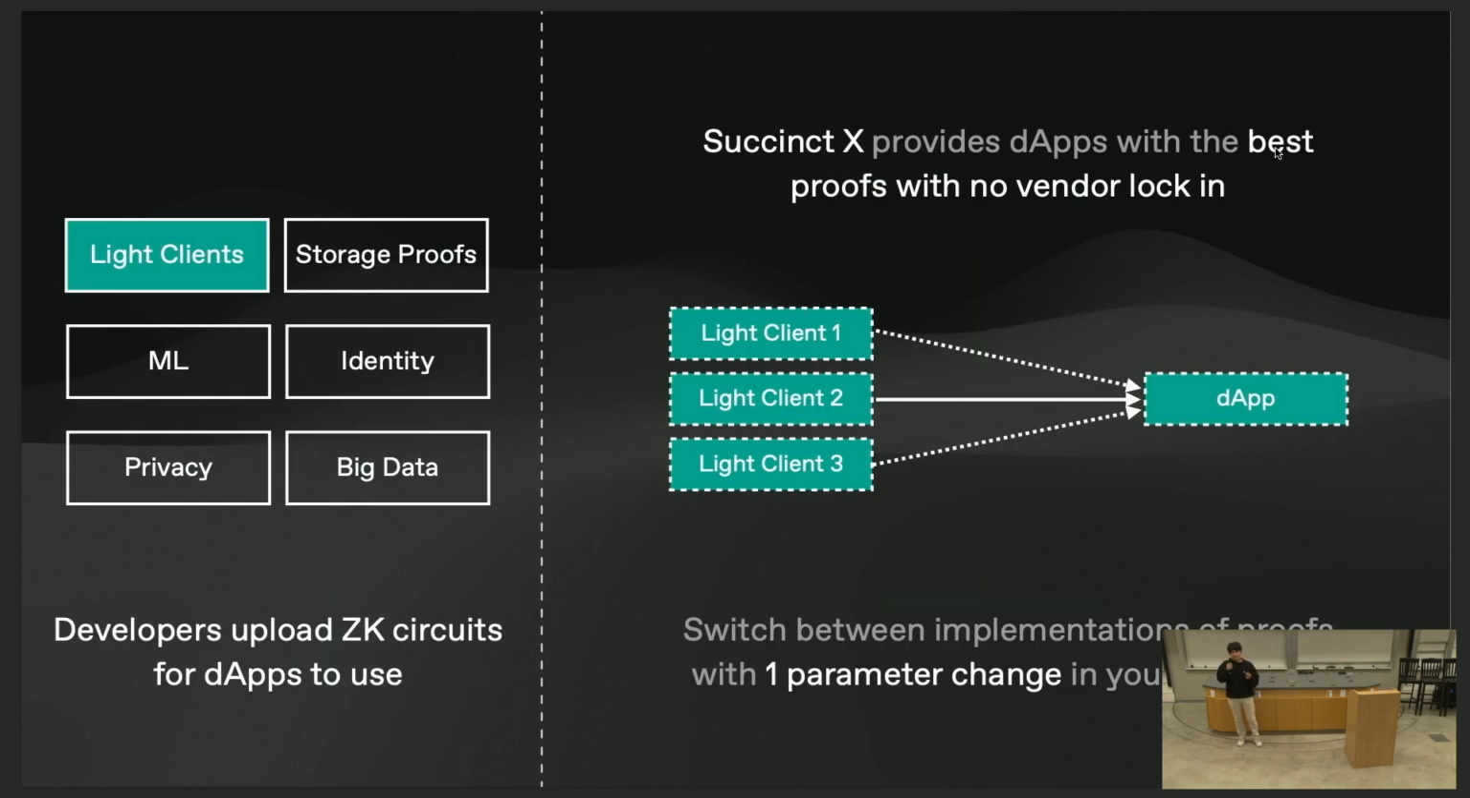The result of this is that we're now going to be able to build an open source platform where developers can essentially upload ZK circuits for dApps to use, and dApps essentially will have the property that they'll always be able to use the best proofs with absolutely no vendor lock-in. If in 2023, our light client is the best implementation of an Ethereum light client, but next year another open source implementation of a light client comes to the game, then dApp developers should really be able to switch from these two implementations with just one parameter change in your contracts. And that's the vision that we're trying to build towards.